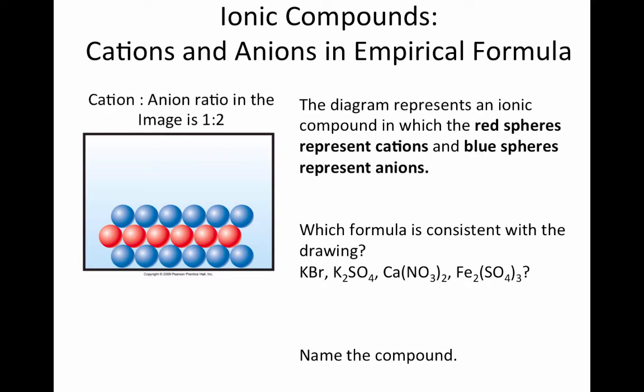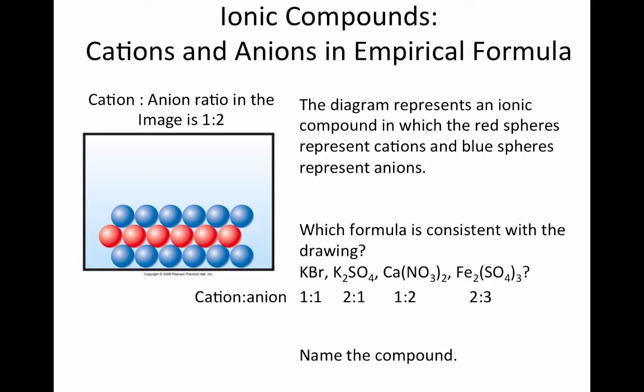For me, a leading point is the red spheres represent cations and the blue ones anions. So there's a cation to anion ratio in the image of 1 to 2. For every one cation, there's 2 anions. So which formula is consistent with the drawings? In each of these, a cation is listed, followed by the anion. Sometimes the anions are polyatomic. KBr has a 1-to-1 ratio for cations and anions. We have a ratio of 2 to 1, 1 to 2, and 2 to 3. So based on the cation to anion ratio, the best answer is the calcium nitrate. 1 cation for every 2 anions.